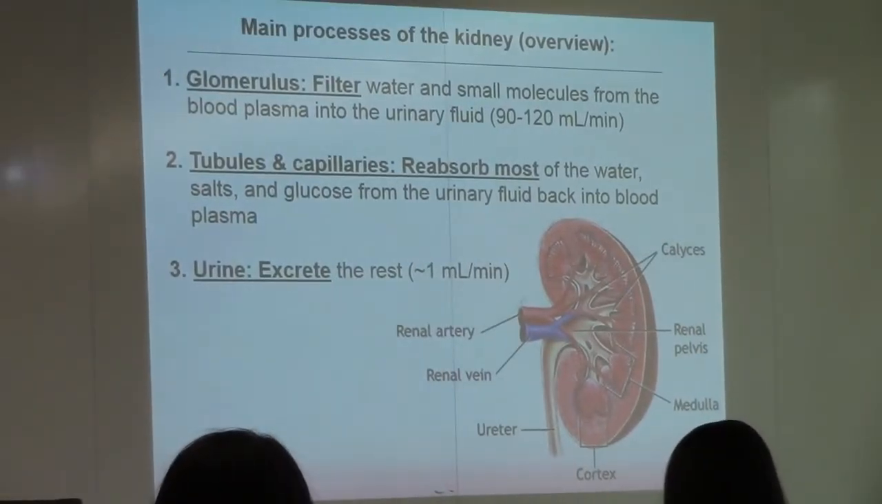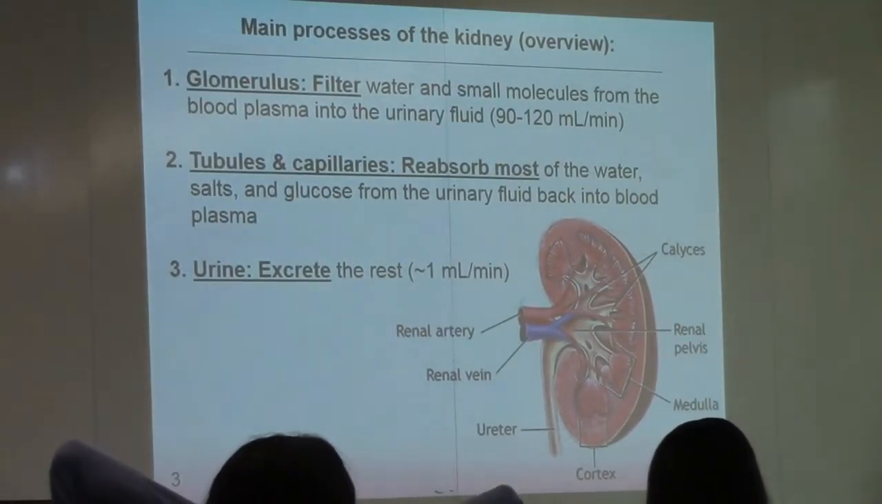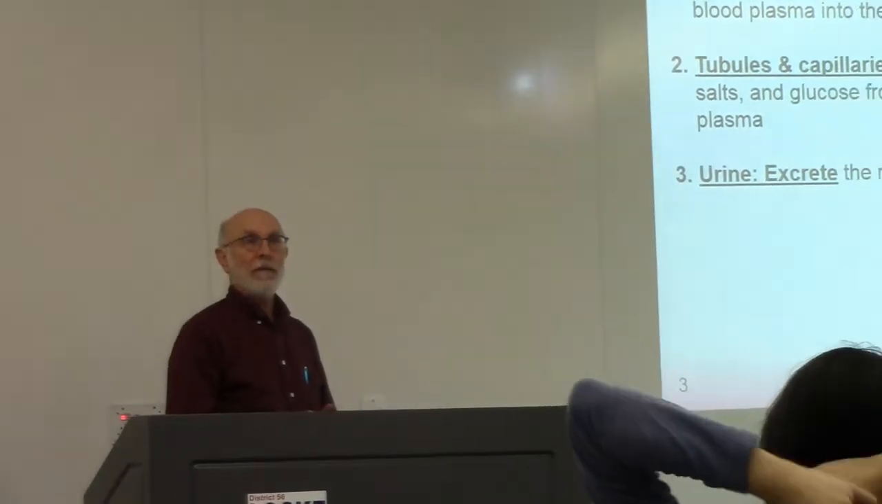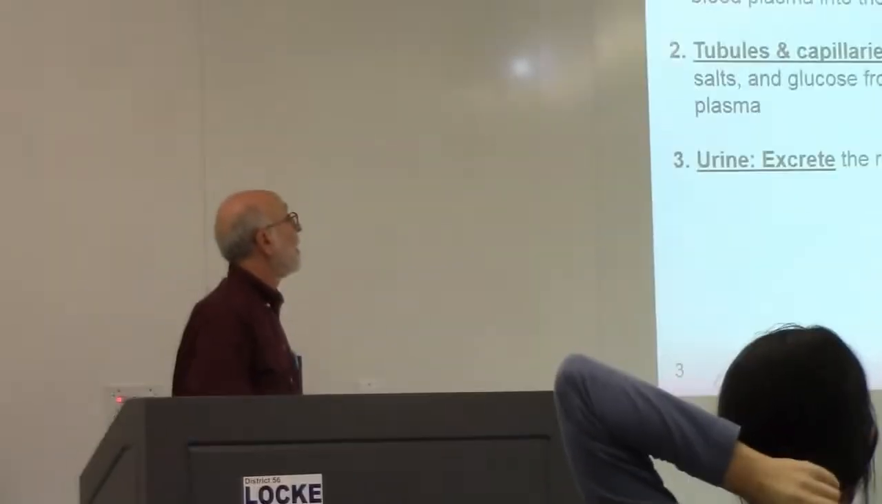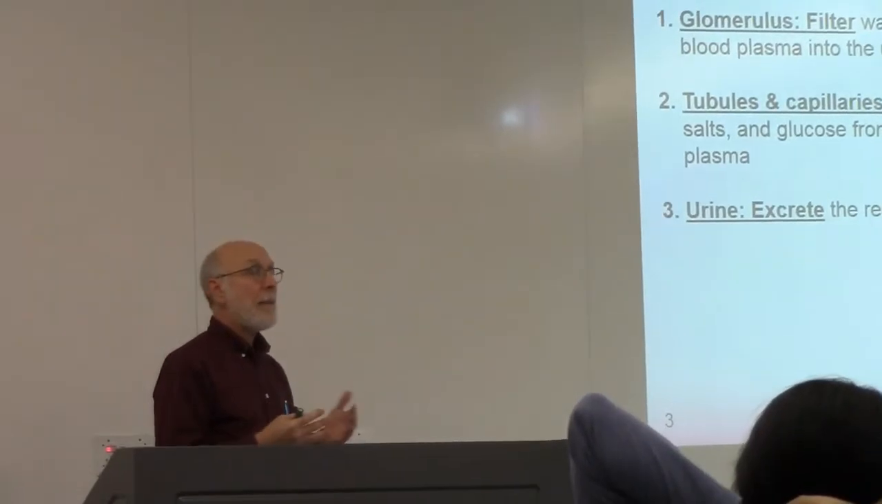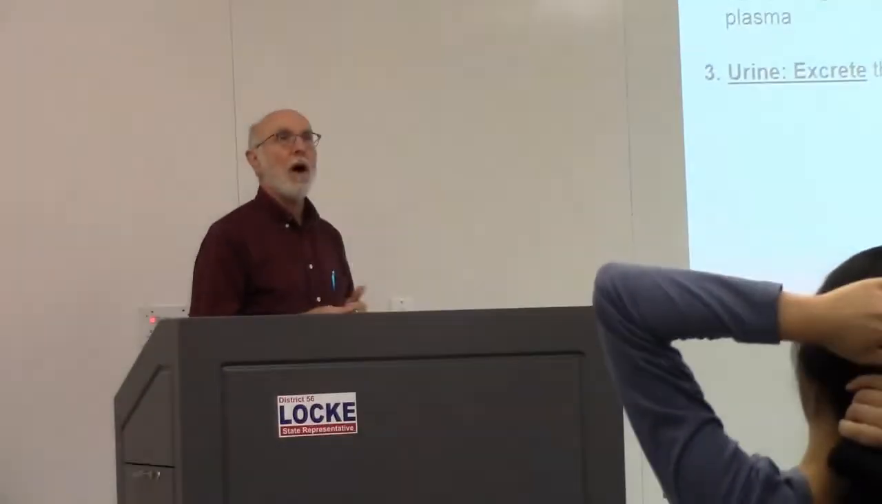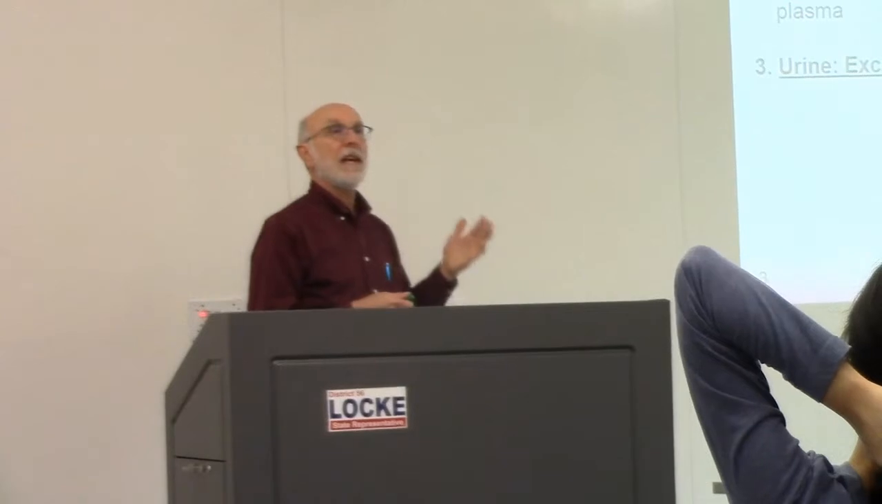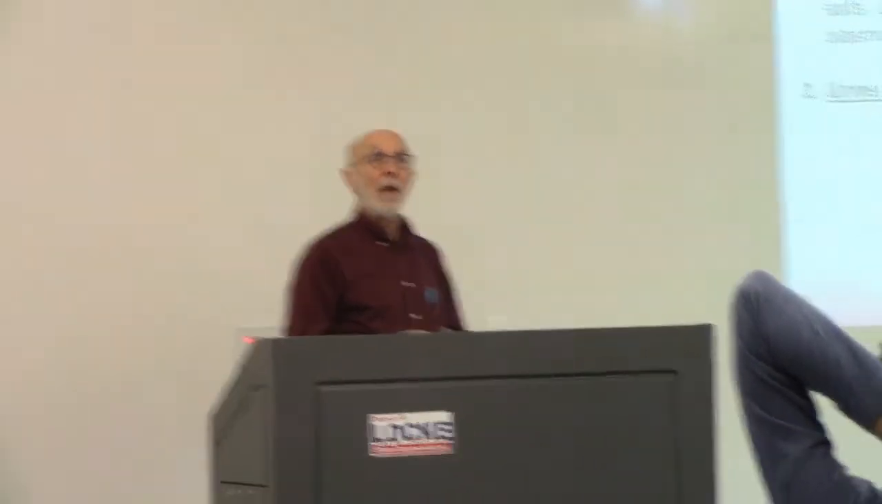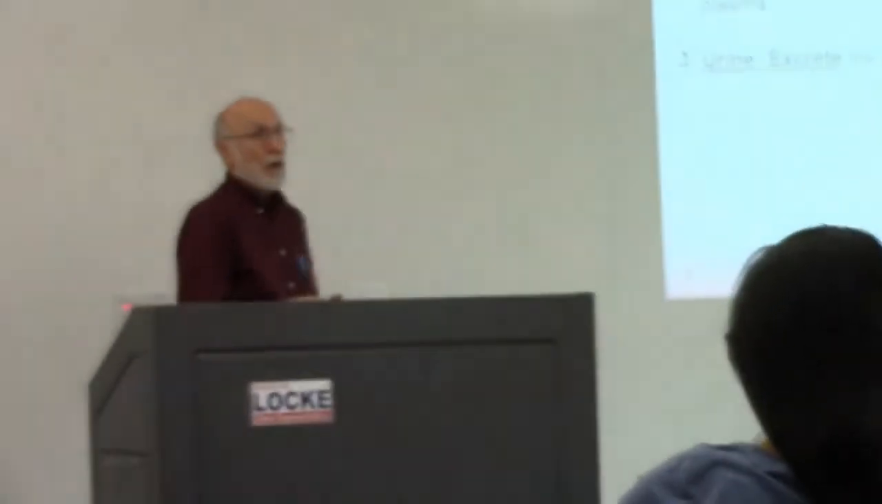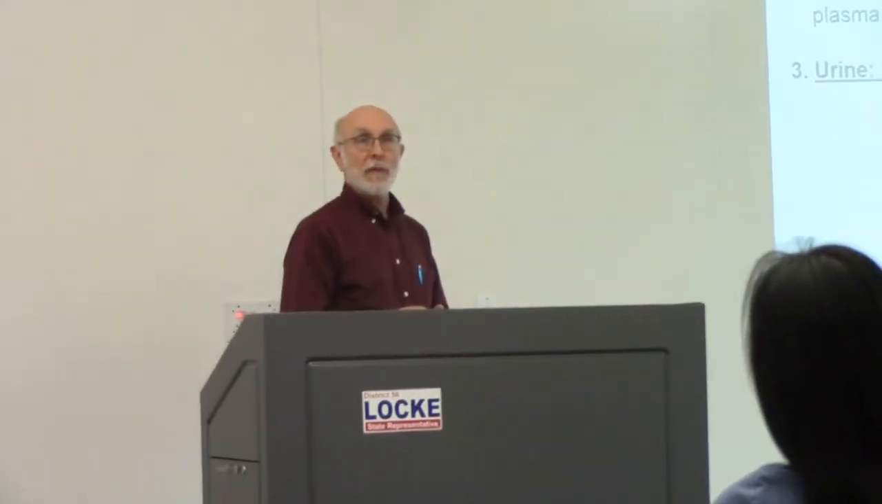Okay, so remember that the main role of the glomerulus is to form the filtrate, and we form a large volume of a very dilute filtrate. Then the job of the tubules and the capillaries is to reabsorb most of what was filtered. Most of the water, most of the sodium, most of the potassium in many cases, chloride, phosphate, all of the glucose. A lot of what was filtered is recovered by a process called reabsorption by the tubules and the capillaries that surround them. And then the urine is what's left over, and that's what we excrete as urine.